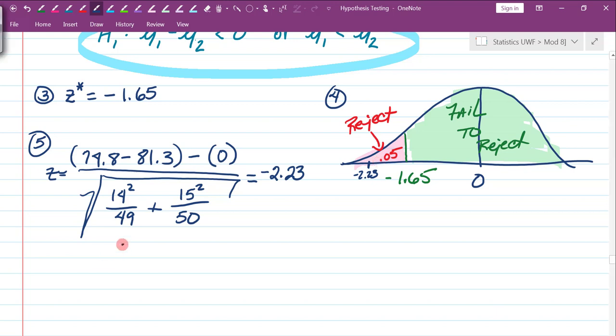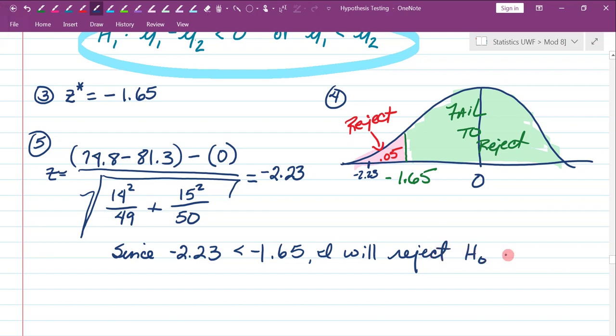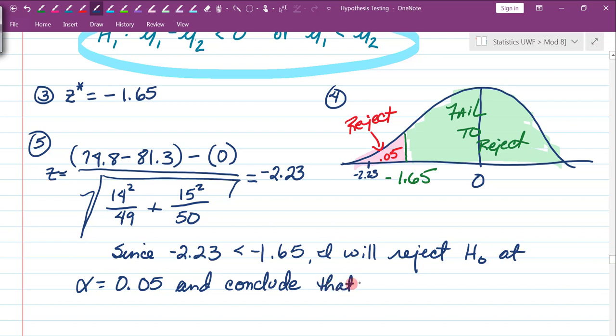So since negative 2.23, which is the test statistic, is less than negative 1.65, I will reject H naught at alpha equals 0.05 and conclude that method 2 will result in higher test scores.